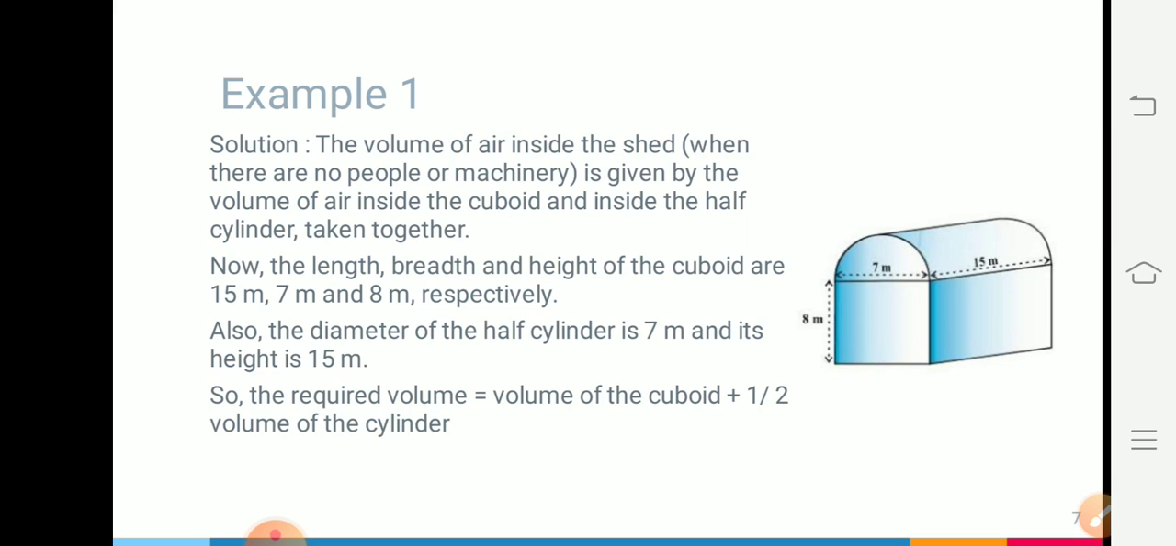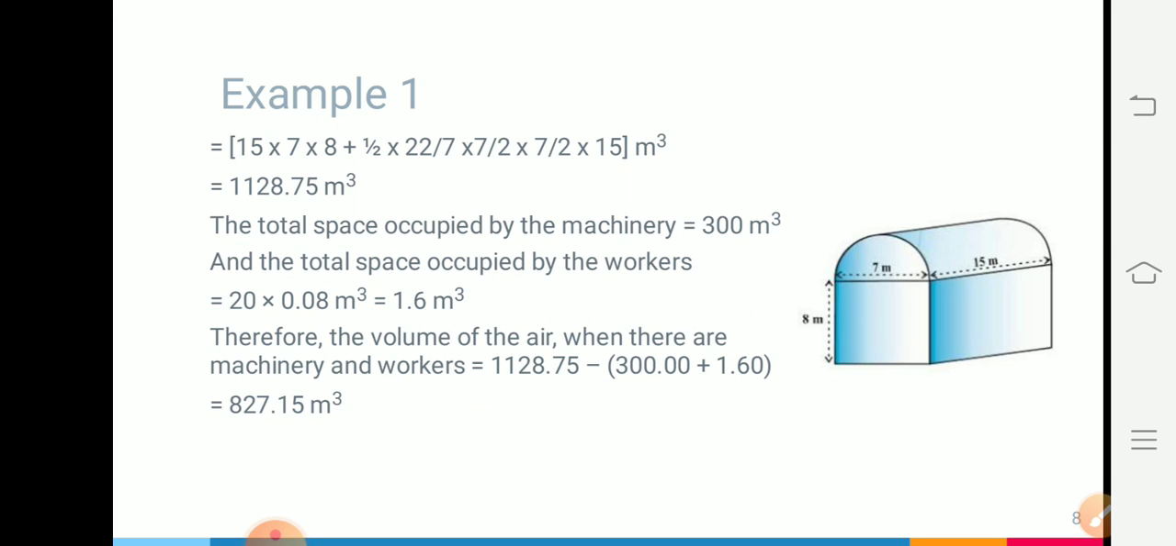So length, breadth and height of the cuboid are given and diameter of half cylinder is 7 meter and its height is 15 meter. So the required volume will be volume of the cuboid plus half the volume of cylinder. So using the formula and substituting the values, we get the volume as 1128.75 meter cube.